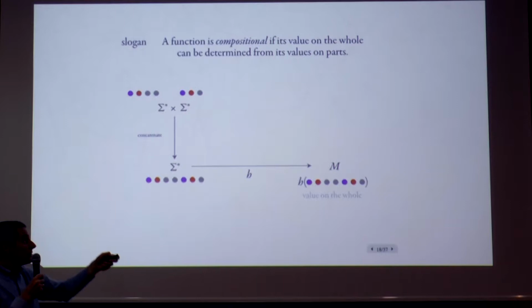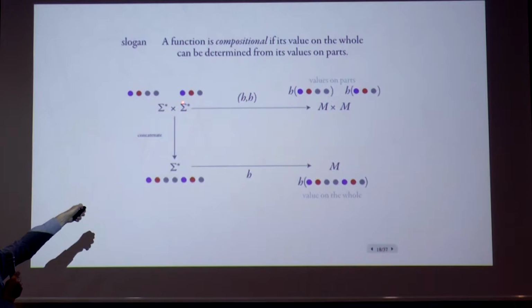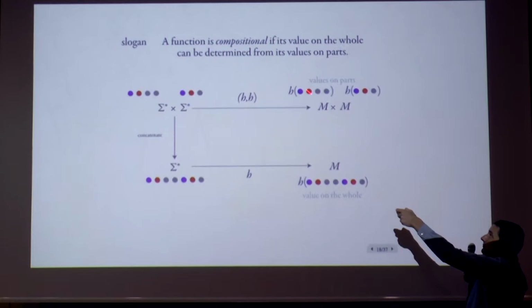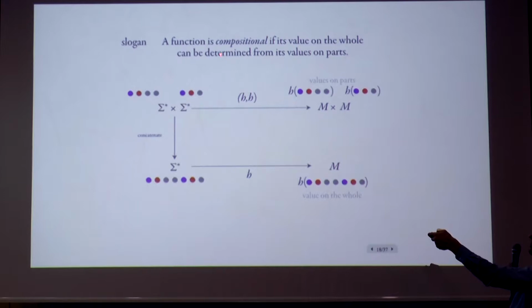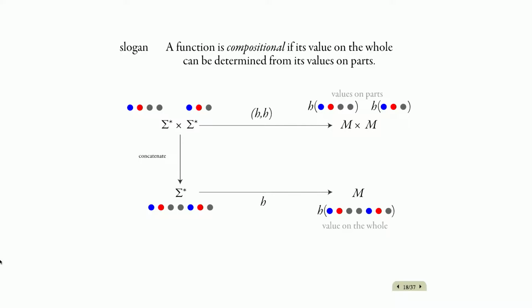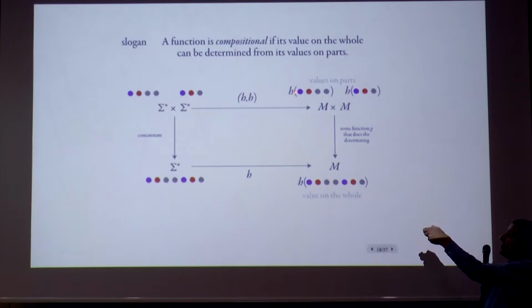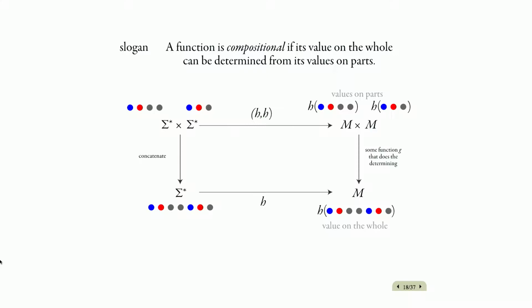Another thing you could do is compute the values on the parts. So you could compute the value of the function on this left part and compute the value of the function on this right part. So these are the values on the parts. And the compositionality principle says that if you know the top information, then you know the bottom information. That the bottom is determined from the top. And what does it mean for one thing to be determined by another thing? Formally speaking, it means that there's a function from pairs of elements to elements which says, if I know this, then this is determined by applying this function. That's what it means to depend on something. There's a function which realizes the dependency.